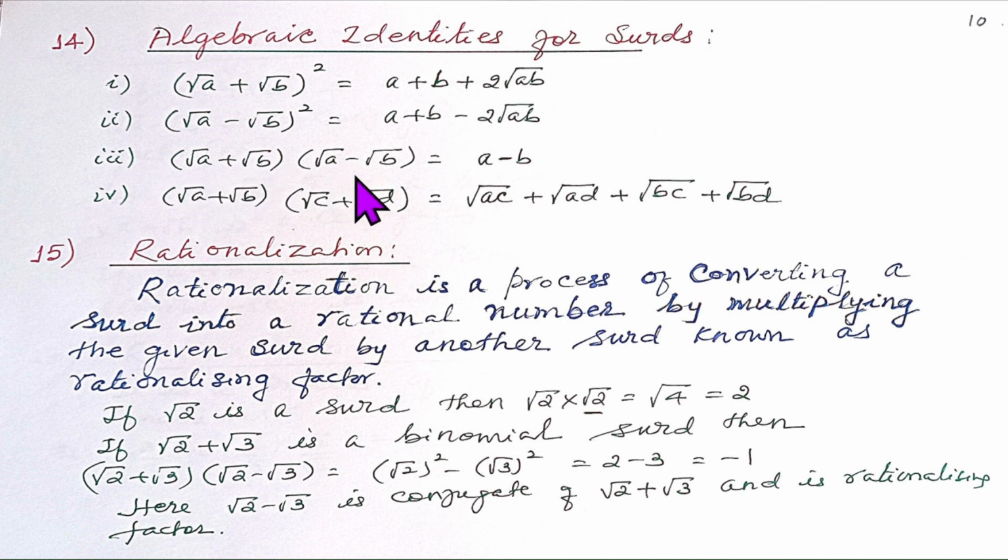(√a + √b)(√a − √b) is nothing but (a + b)(a − b) form, which gives a² − b². Therefore, √a into √a is root of a square, that is a, and √b into √b is root of b square, that is b. Therefore it is a − b.